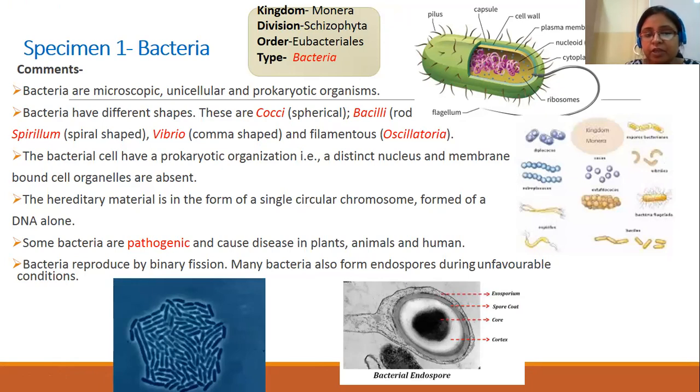It is made up of only a single cell, that is, it is unicellular. And this single cell is prokaryotic. Prokaryotic cell means it's a kind of primitive cell which does not have a well-defined nucleus, and it also does not have membrane-bound cell organelles like endoplasmic reticulum, Golgi complex, mitochondria, or chloroplast. All these are absent. That's why they are prokaryotic. Pro means primitive. So that's why they have the prokaryotic organization in them.